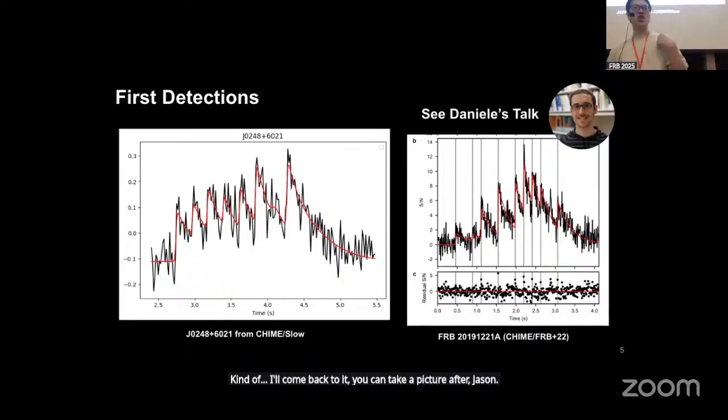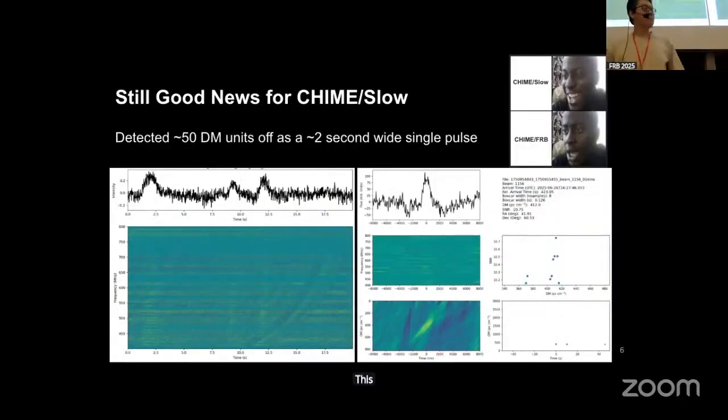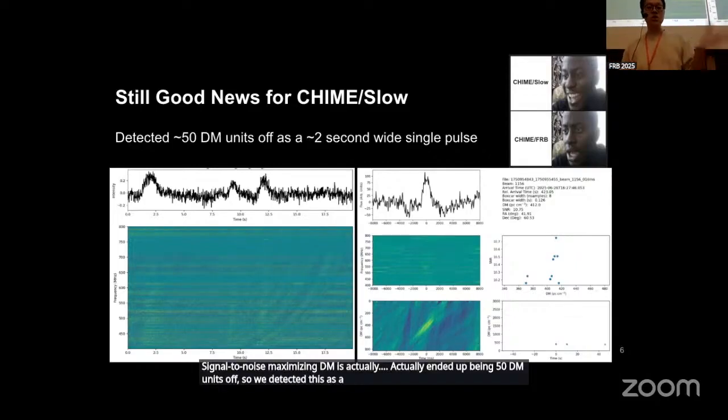Because of this particular FRB pulsar, which is extremely highly scattered with many of its pulses stacked on top of each other, the DM signal to noise maximizing DM actually ended up being 50 DM units off. So we detected this as a single 2-second wide pulse.